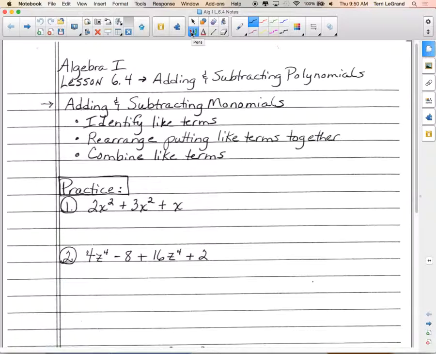day. Okay? Our learning goal today is being able to add and subtract monomials. And if it's more than a monomial, we're only going to work with addition today, and tomorrow we'll move into subtraction of polynomials, okay?